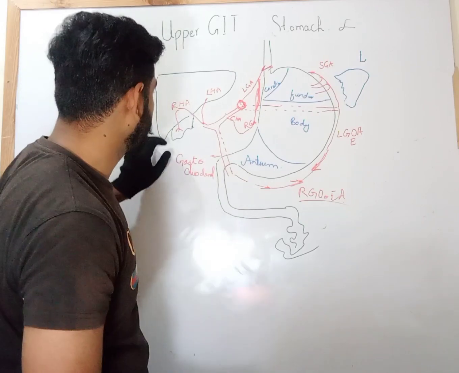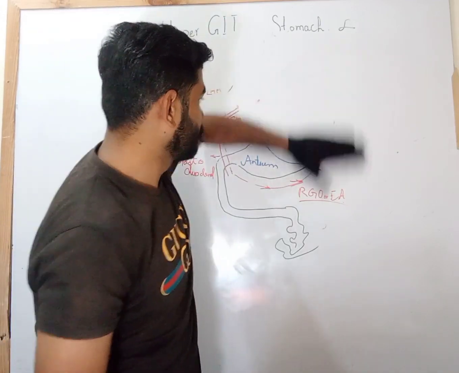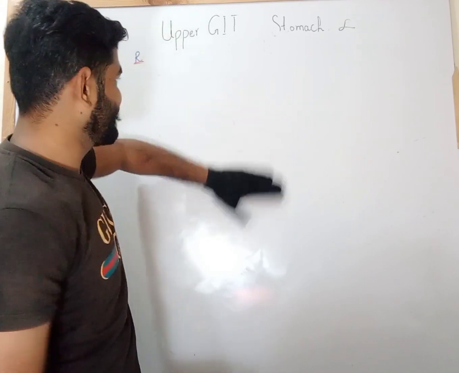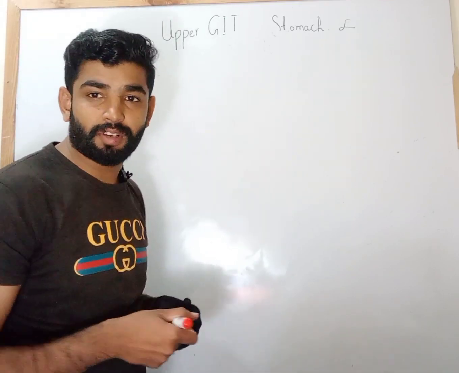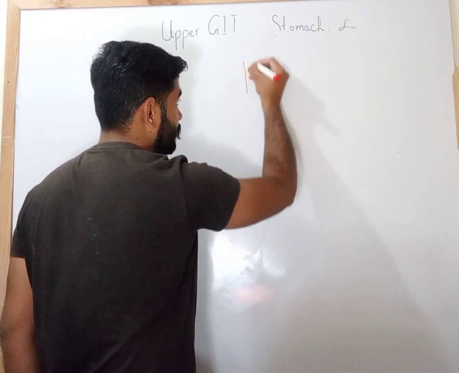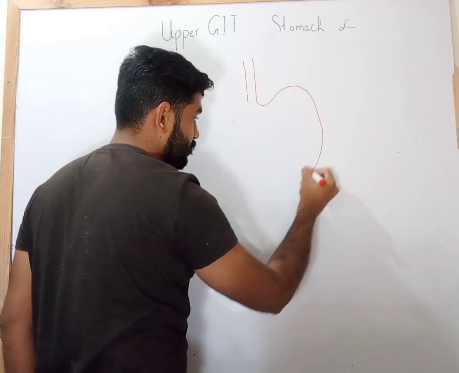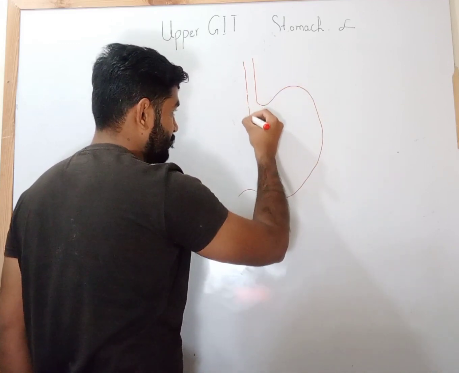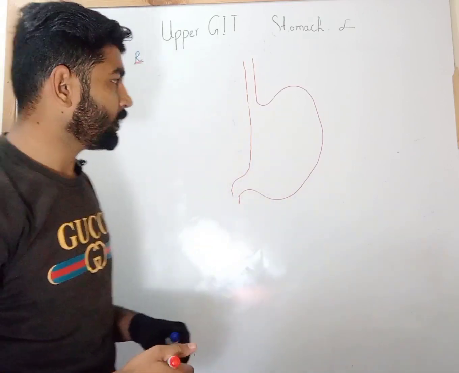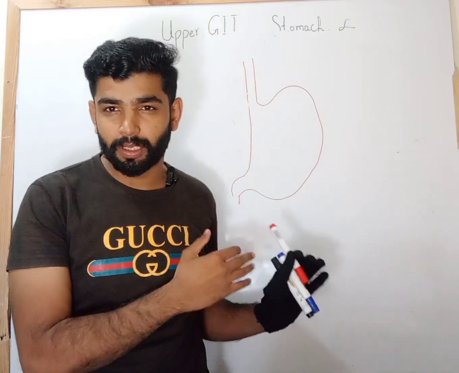Now we are discussing the nervous supply of the stomach. In this case, we have to discuss the nervous supply of the stomach. Now this is the esophagus, and this part is known as the stomach area, and it is mainly the vagus nerve that supplies the stomach.